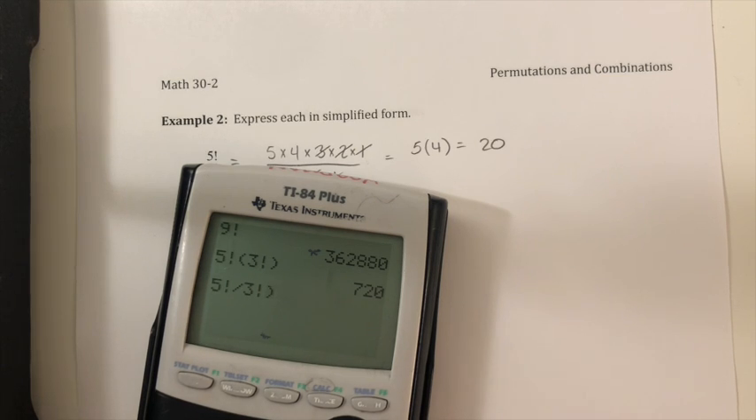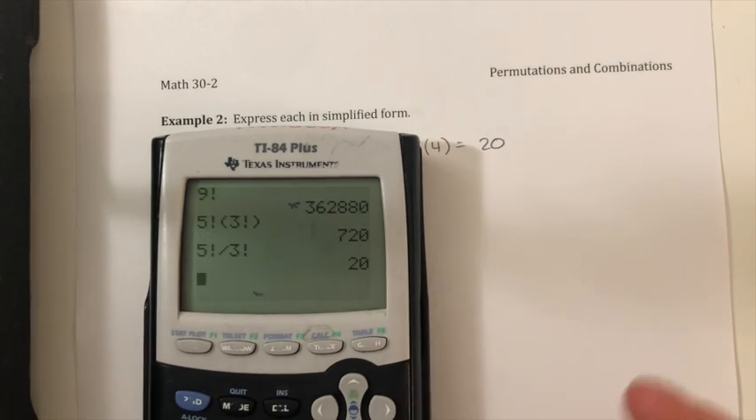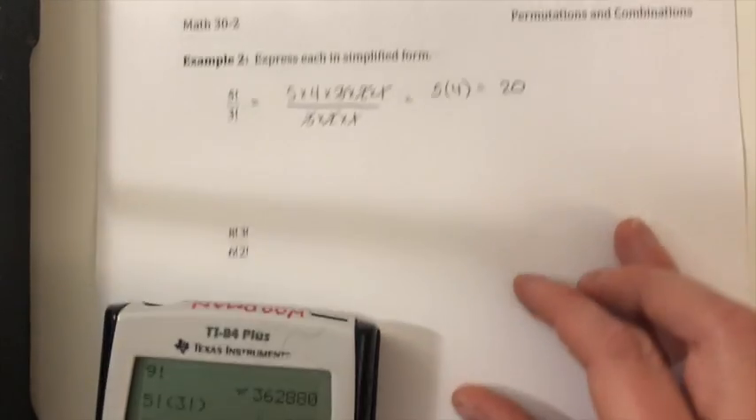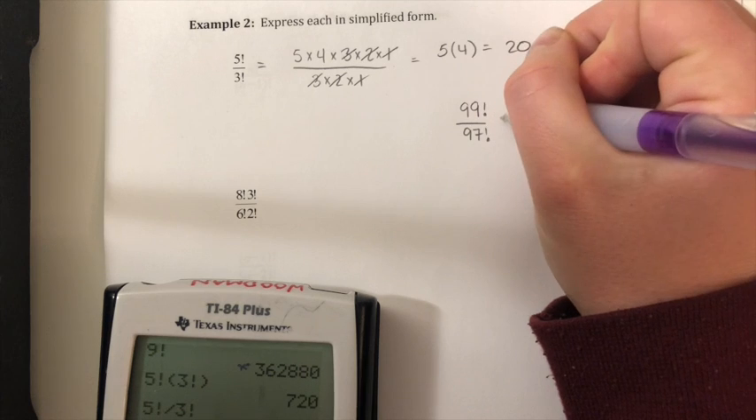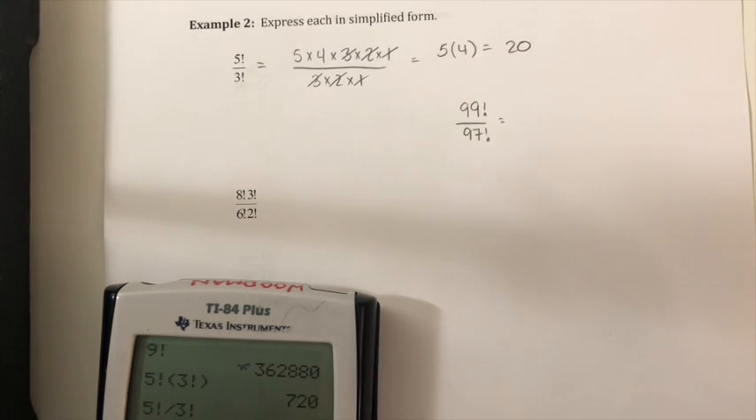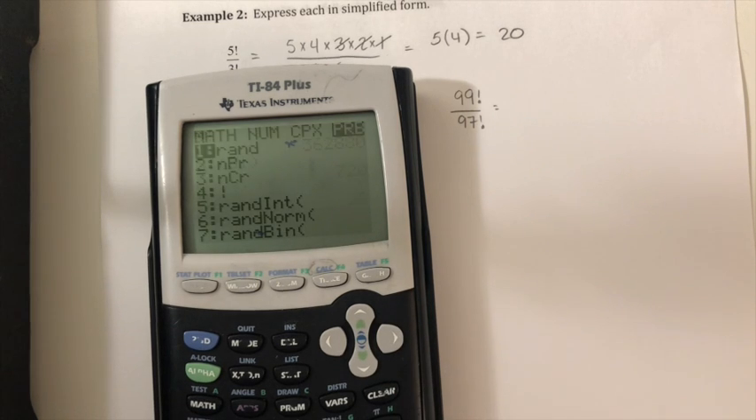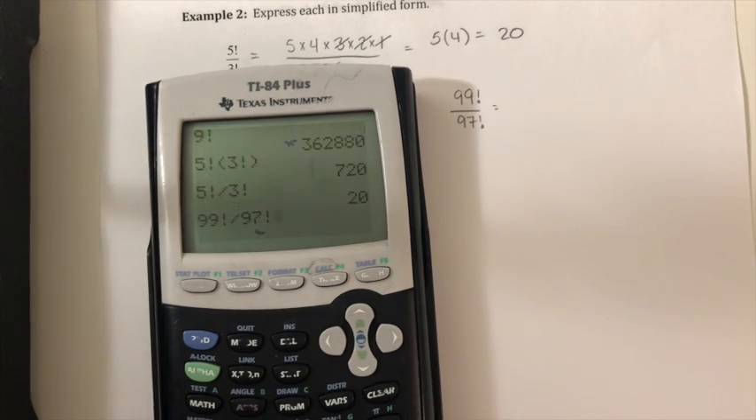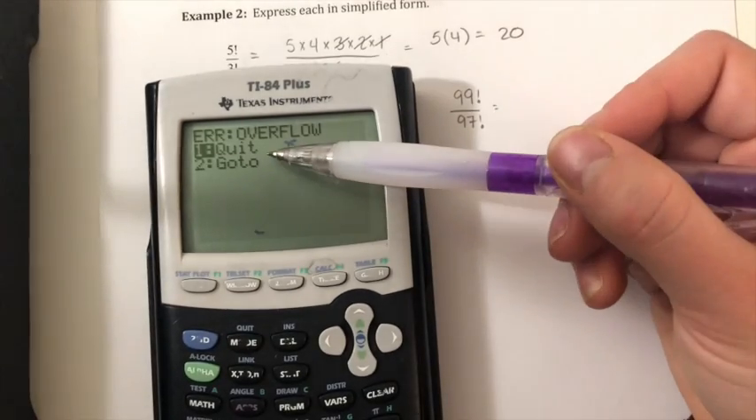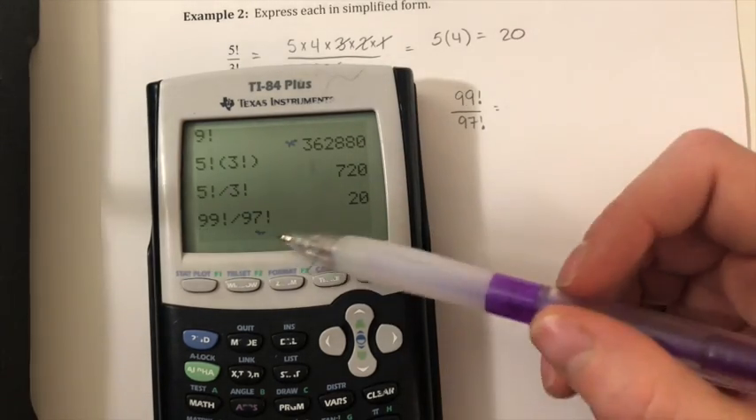So if I wanted to do 5 factorial divided by 3 factorial, I can confirm that for ourselves. Okay, where this is really important, let's add another little example in here. If I had 99 factorial divided by 97 factorial, that would flood our calculator screen. Even though these calculators are super powerful, it's giving me an overflow error. So we don't actually get to solve this.